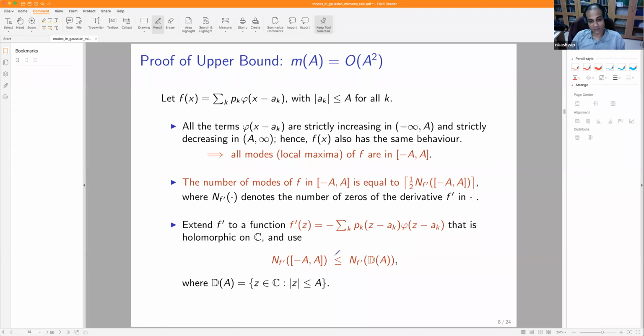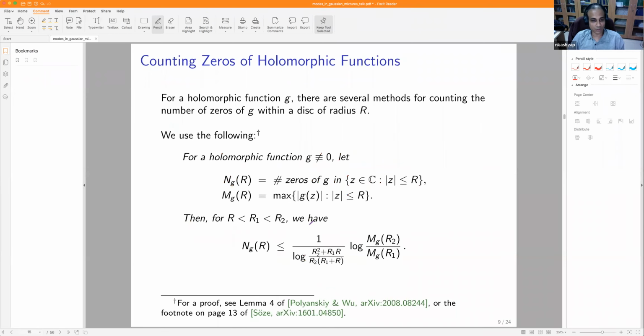So the question now is, now we are kind of in familiar territory. See, this is a nice holomorphic function. We are looking to bound the number of zeros of a holomorphic function within a disk. There are lots of ways of doing this. Okay, and so we pick one which you may or may not be aware of.